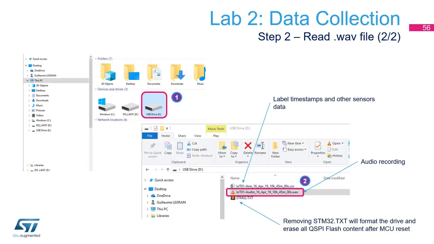Once it's done, you should have an additional drive. Inside the drive, you should at least have a wave file for the sound and a CSV file, which is an Excel file, including the label. That means putting the link between the label and the sample you have recorded.